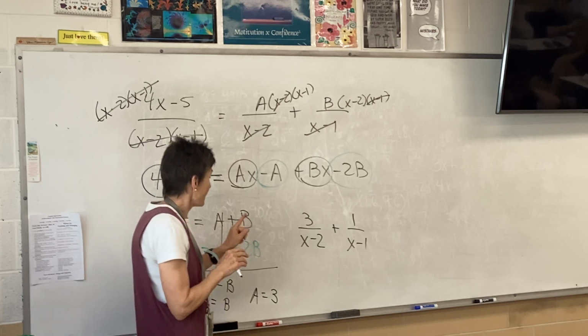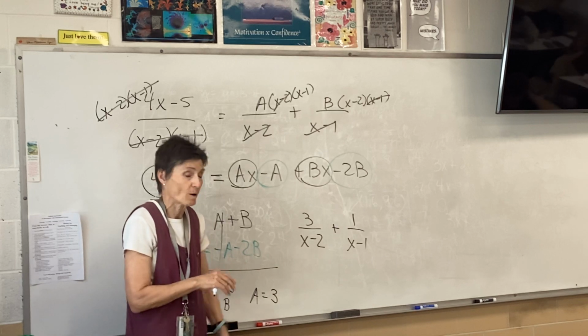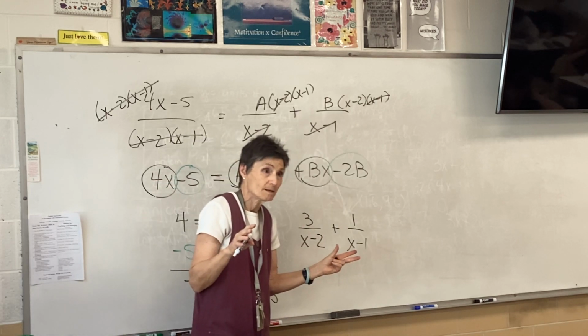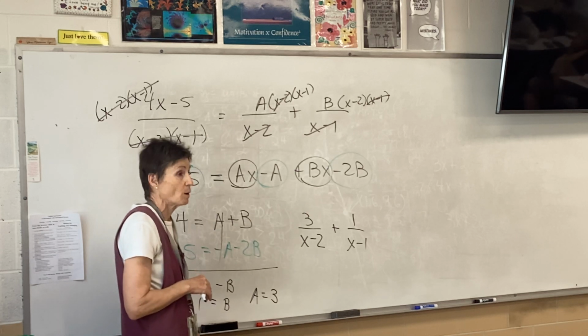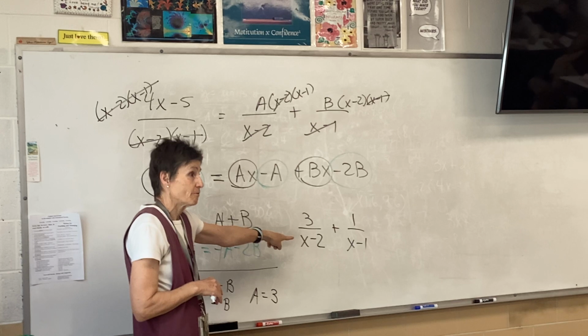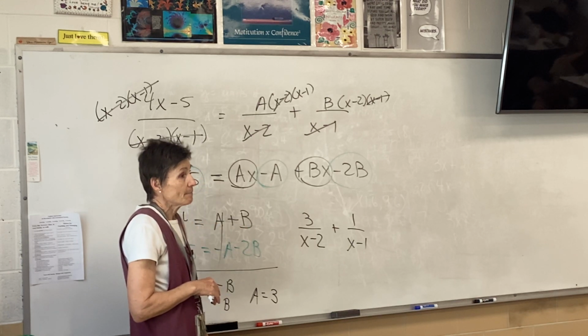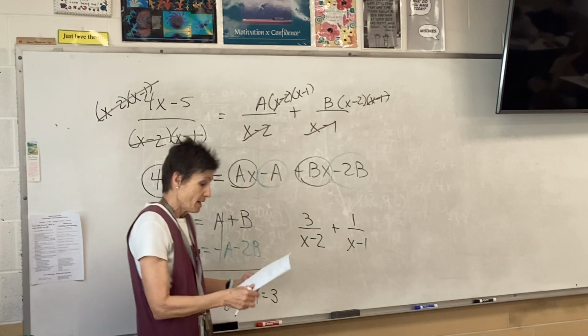All right? You're going to end up with 3 as the number over x minus 2. Whether you call it A or B is irrelevant. 3 is going to be over x minus 2, and 1 is going to be over x minus 1. So that's the answer right there. Find the partial fractions right there. Got it? Okay. Well, B is the same thing. I'm not going to do that one.